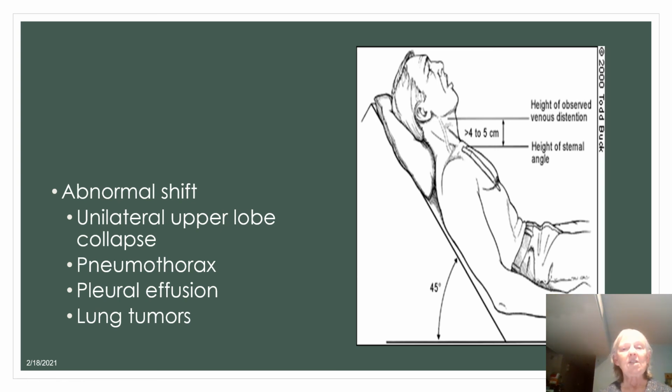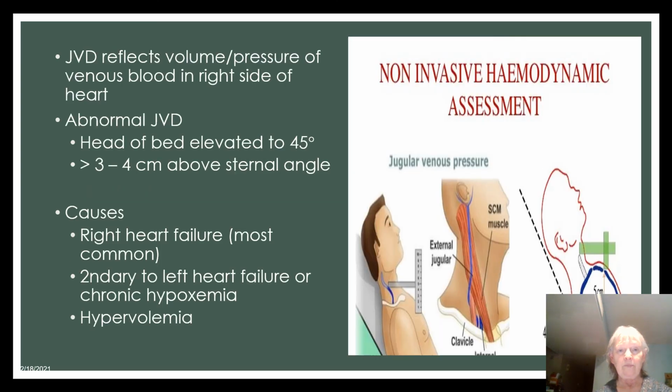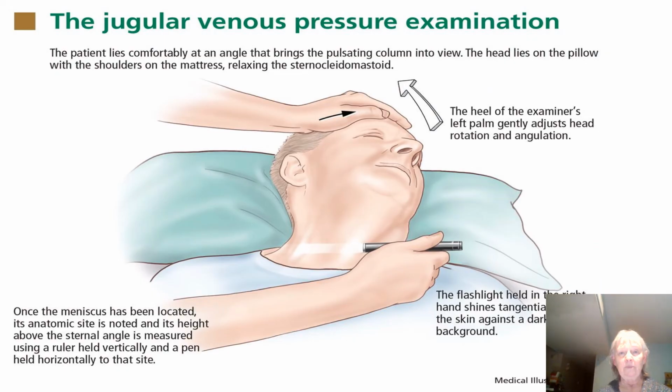If you notice, the patient is at a 45-degree angle when you do this. So the JVD reflects the volume of pressure on the right side of the heart. The major reason for this is right-sided heart failure. Secondary cause is finally left-sided heart failure. And the last one is hypervolemia. There's too much fluid at this particular point, but this will tell you about what it is. Remember that 45 degrees and anything greater than 3 to 4 centimeters is a problem. This just shows you how to do it.